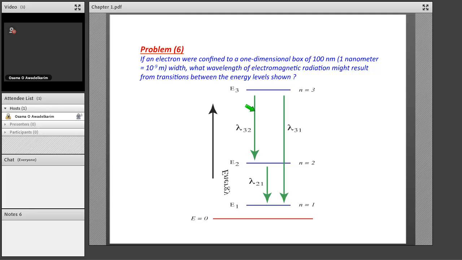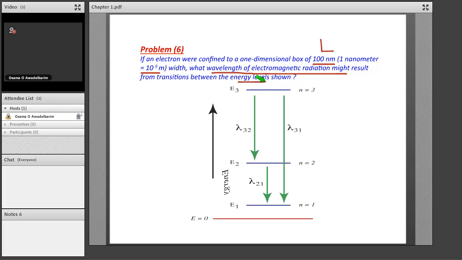Let's look at an electron which is confined to a one-dimensional box where L is equal to 100 nanometer. Very, very thin. 1 nanometer is 10 to the minus 9 of a meter width. What wavelength of electromagnetic radiation might result from transitions between the energy levels? So, here we're implying that we could have electromagnetic radiation emission from this structure.